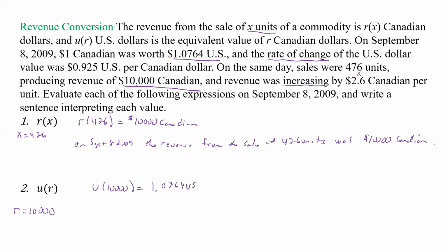So we're going to take 1.0764 US per 1 Canadian, and those are both dollars, times how many Canadian dollars we had. We had 10,000 Canadian dollars. If we multiply that, that will give us the correct value, which should be 10,764 US dollars. All we did was use this conversion factor from US dollars per 1 Canadian dollar, and the Canadian units canceled, and we're left with US dollars.